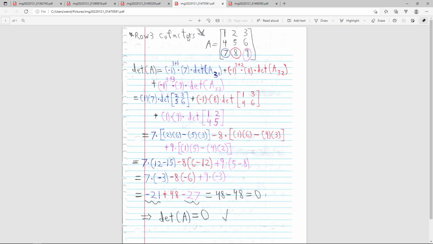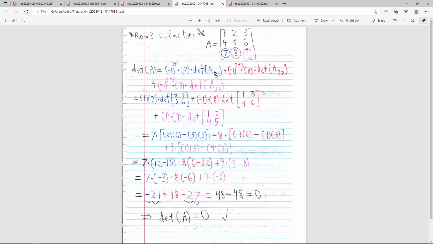We do this by row 3 cofactors. We have 7, 8, 9 as our row 3. Again, -1 raised to 3 plus 1, -1 raised to 3 plus 2, and -1 raised to 3 plus 3. That's one big difference. And we have our 7, 8, 9 numbers, and we also have determinant A31, A32, A33. A31 is row 3, column 1 gotten rid of, so 2, 3, 5, 6, right here.